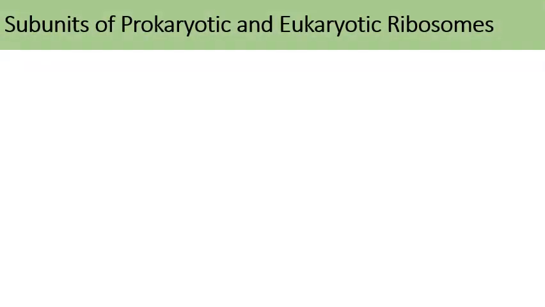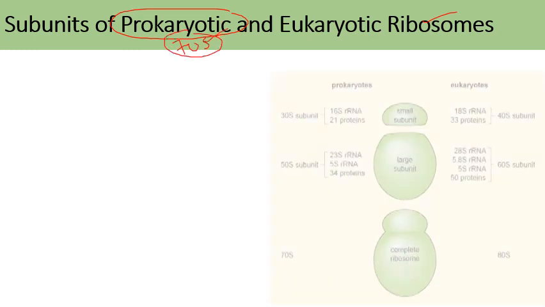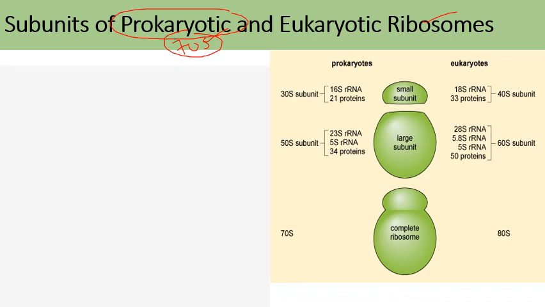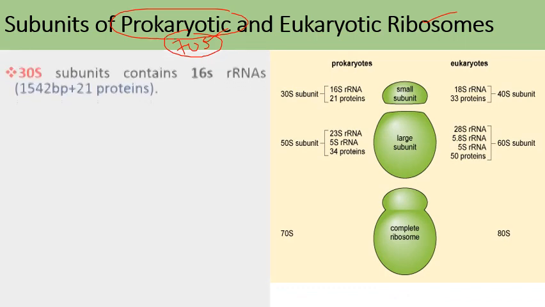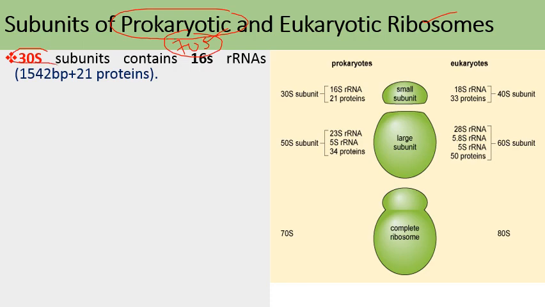Next comes subunits of prokaryotic and eukaryotic ribosomes. As we know, in case of prokaryotes, the ribosome is the 70S ribosome. It consists of two subunits, the 30S and 50S subunits respectively. The 30S subunit of the prokaryotic ribosome contains 16S RNA, which is made up of 1542 base pairs, plus 21 proteins. This is the chemical composition of the 30S subunit of the prokaryotic ribosome.